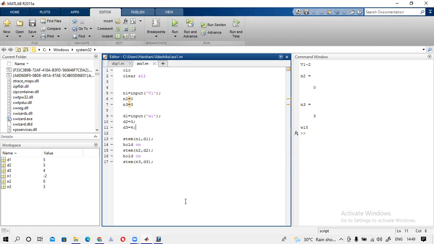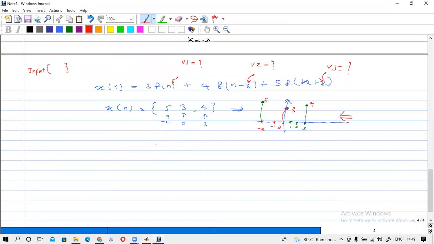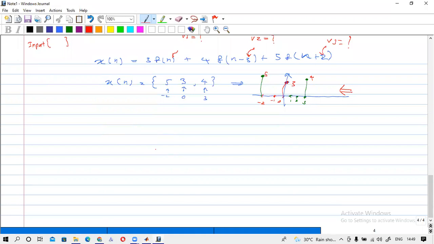If you have a large sequence, you have to repeat this again and again. But using a for loop, you can do it very easily. So please remember that. You can use a for loop.